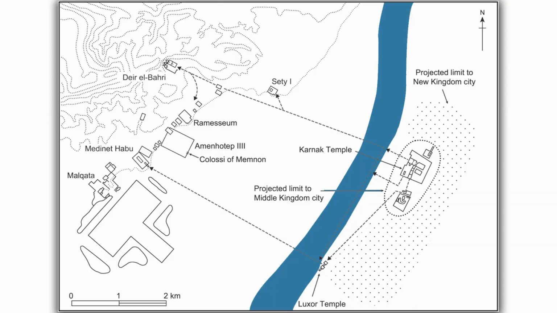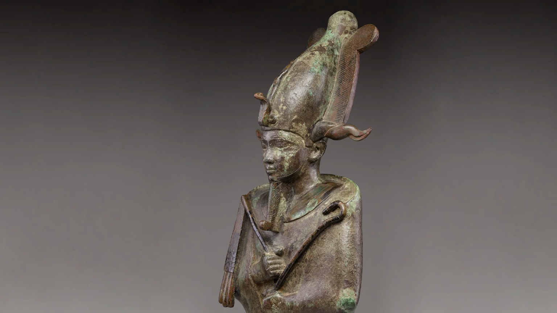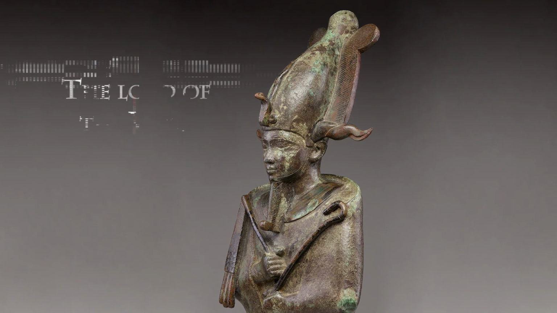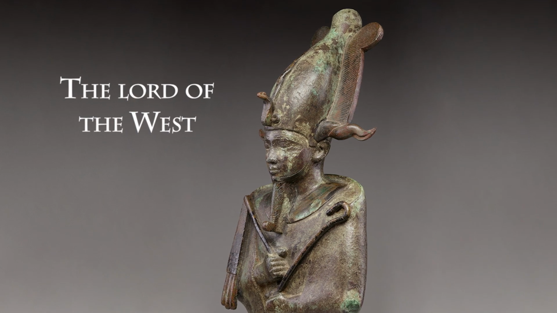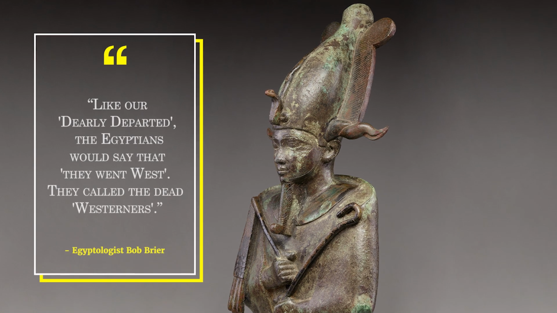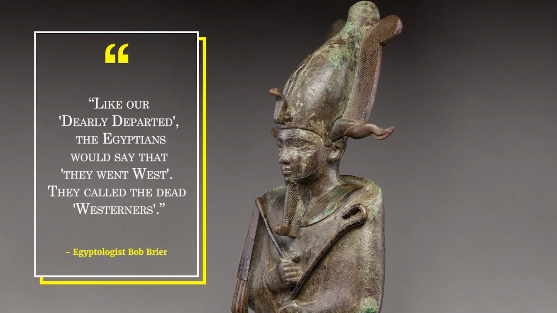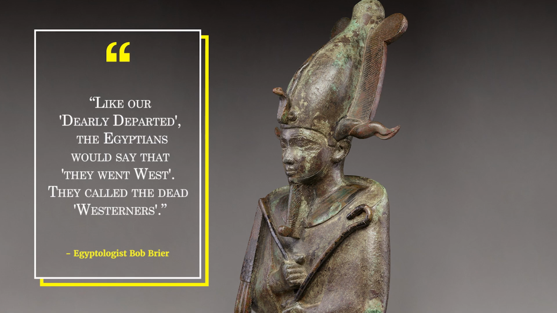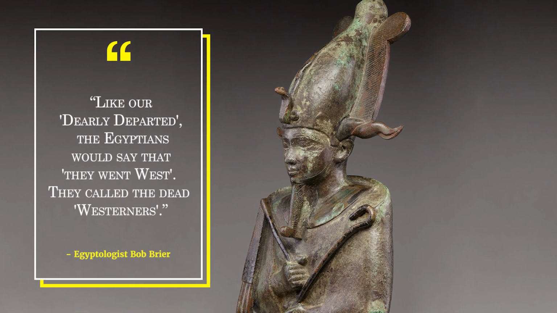All the Egyptian tombs are located on the west side of the Nile, which is considered the land of the dead. The god of the dead, Osiris, is called the Lord of the West. Egyptologist Bob Brier states, "Like our dearly departed, the Egyptians would say that they went west. They called the dead Westerners."